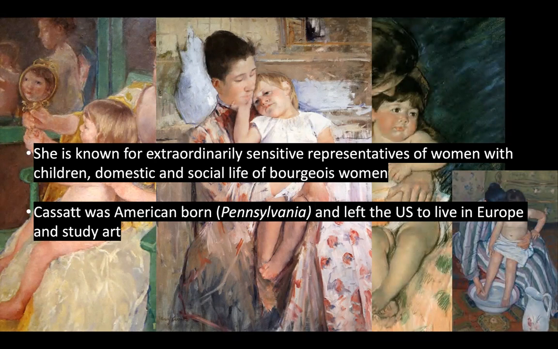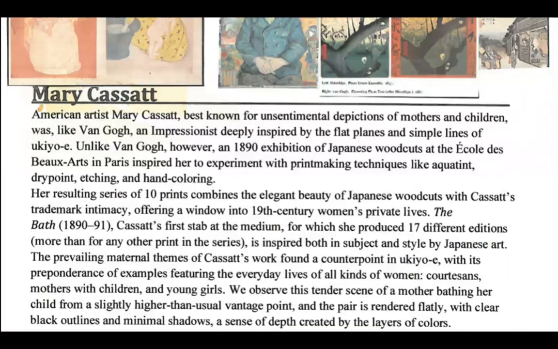So American artist Mary Cassatt, best known for unsentimental depictions of mothers and children, was, like Van Gogh, an impressionist deeply inspired by the flat planes and simple lines of ukiyo-e. Unlike Van Gogh, an 1890 exhibition of Japanese woodcuts in Paris inspired her to experiment with printmaking techniques like aquatint, dry point, etching, and hand coloring.